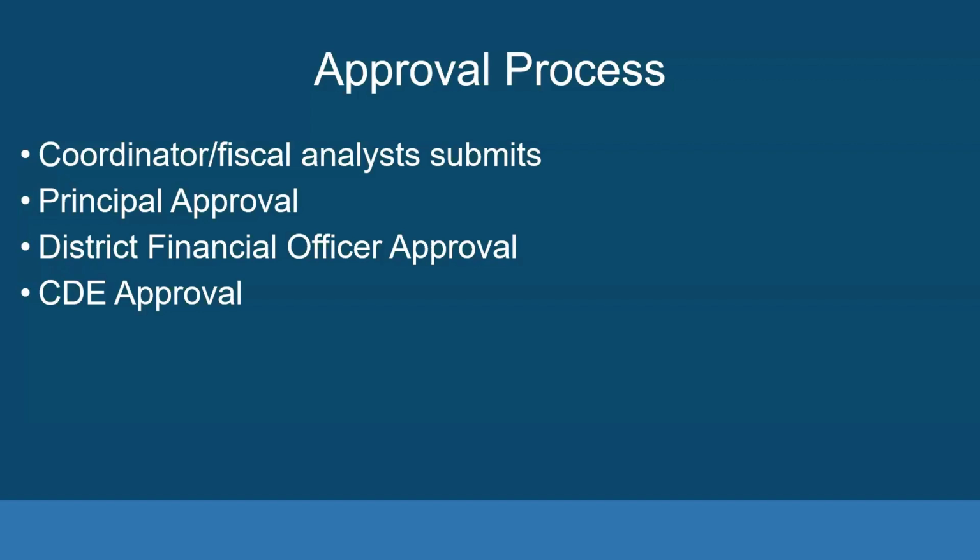Then it will go to your principal for approval, which means the principal will receive an automated email from us prompting them to go in and approve. Once the principal approves the EOP, the district financial officer will then receive an automated email prompting them to sign in and approve. And then finally, it will go to us for approval. So because there's multiple people required to sign off on this before it comes to us, it's really important to finish this in a timely manner so that you have time for it to go through the approval line.